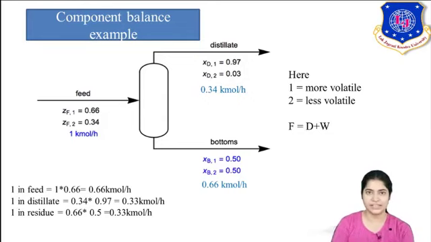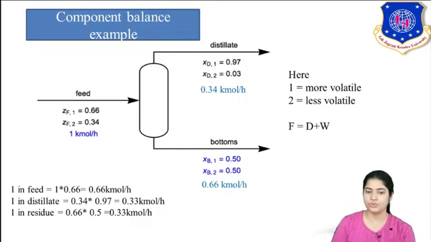Similarly, 1 in distillate: the molar flow rate of distillate, D, is 0.34 kilomole per hour. That is the rate at which you are generating your vapors. In those vapors you are of course going to have component 1 and component 2, but 1 would be rich here. So the amount of the more volatile component 1 in your distillate is 0.34 into 0.97, where 0.97 is the mole fraction of component 1. That is 0.33 kilomole per hour.